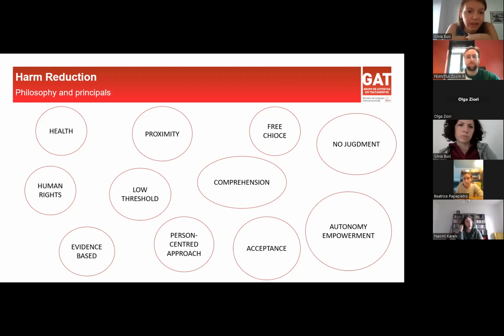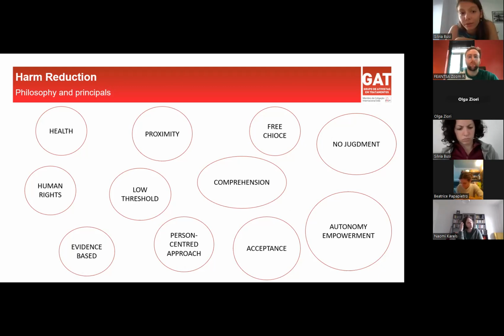accessible to the person. And we have to empower and promote the autonomy of the person, because at the end of the day, we are not going to be there all the time. The idea is to not be there all the time. So we have to work on proximity. And when we want to use harm reduction, we have to have these two points in our head: proximity and low threshold. For the same reason that I said before, we have to make it accessible. We have to make people able to come to us.